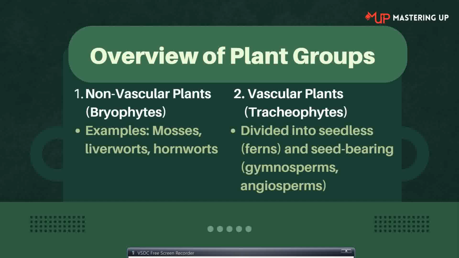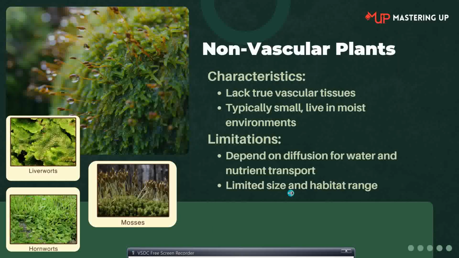Okay, so now let's go for the overview of the plant groups. As I already told, non-vascular plants are called bryophytes and vascular plants are tracheophytes. Examples of bryophytes are mosses, liverworts, hornworts, etc. Vascular plants, the tracheophytes, are again subdivided into seedless ferns, the pteridophytes, and seed-bearing spermatophytes, which are again gymnosperms with naked seed and angiosperms with enclosed seed.